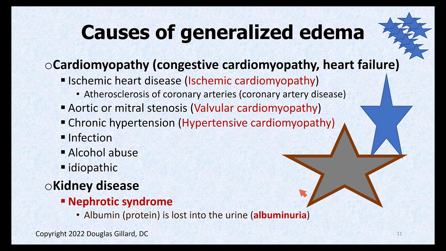Maybe you get an infection of your heart, myocarditis, and it damages the heart and it fails. Alcohol. Alcohol is like poison to the heart. Alcoholics often destroy their hearts, get heart failure. And sometimes the heart fails from genetic conditions, which I'm not going to get into right now. So you could call it idiopathic. And sometimes we don't know what happened, and the heart just fails.